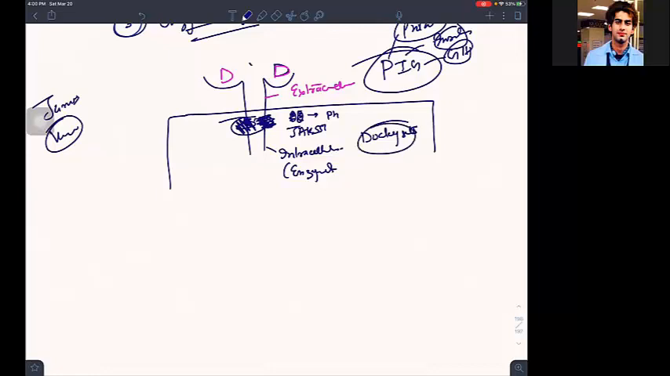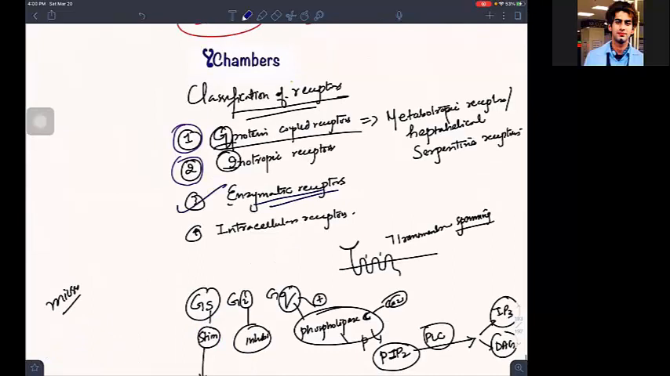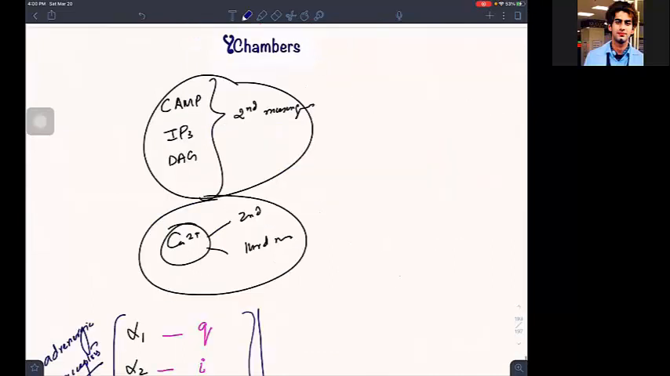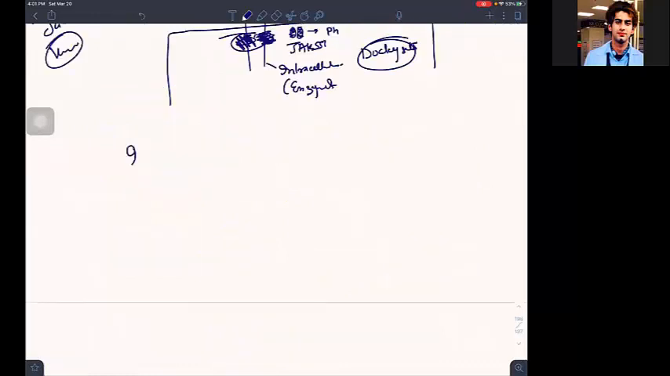Okay, just here I have to discuss the pharmacological point of view. So the third is also done. What is the fourth? The fourth is the intracellular receptors. Now let us go to the intracellular receptors.